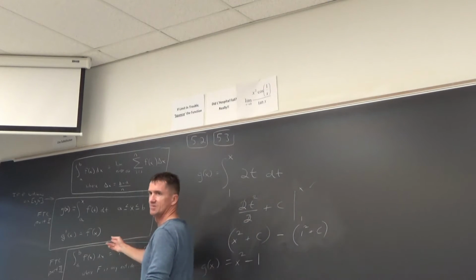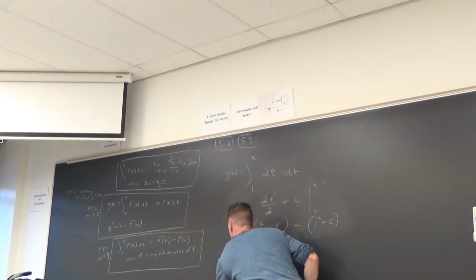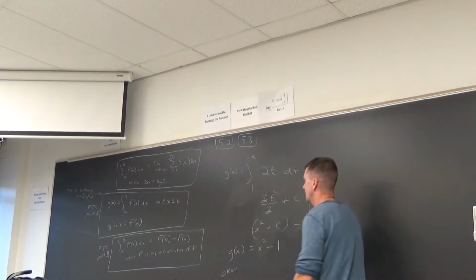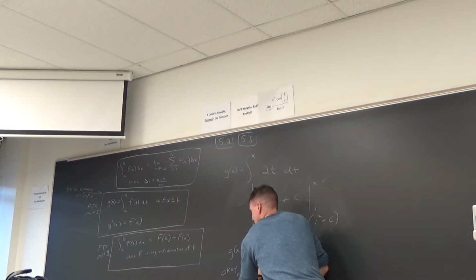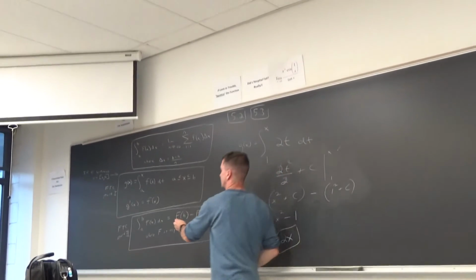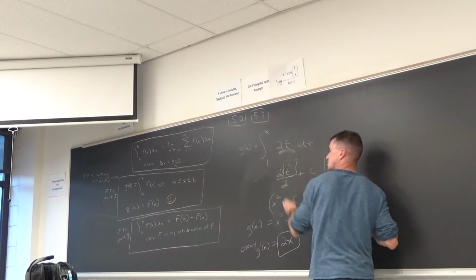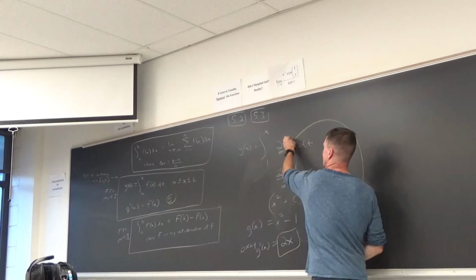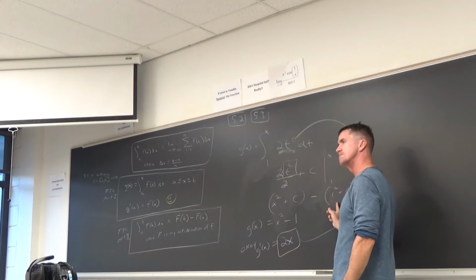Now let's see if this is true. We get x squared minus 1. So what's g prime of x? 2x. Did we do full circle? Yep. We get this concept: 2t became t squared. Now if we went back and took the derivative, we come back to a 2t.